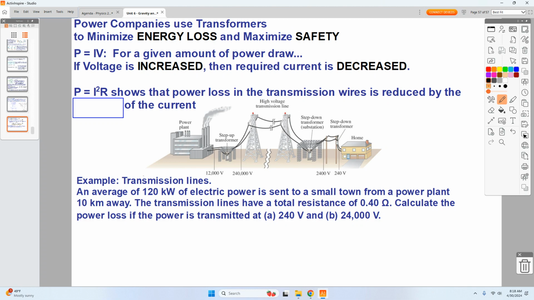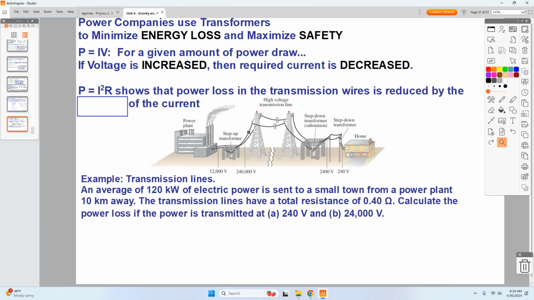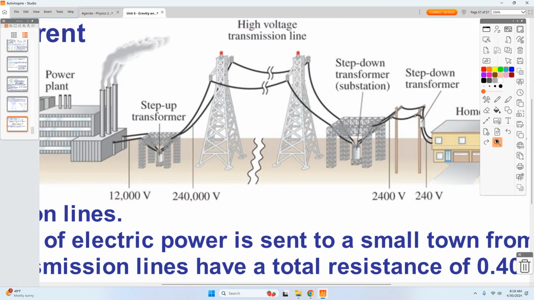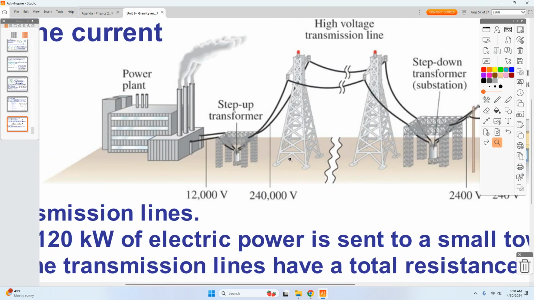I want to take a moment, and I just want to look at what's a standard transmission setup for taking power from the power plant and running it to our homes. So the power plant is where we burn the coal, we run the steam through turbines, we turn magnets in the presence of coils of wire, and we produce a power, right? Electrical power. There's some step-up transformers. These transformers here are taking something from 12,000 volts of potential, stepping it up to 240,000 volts.